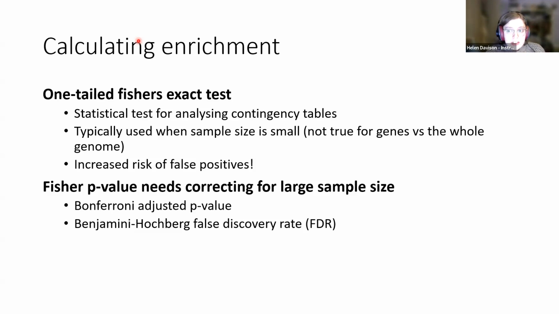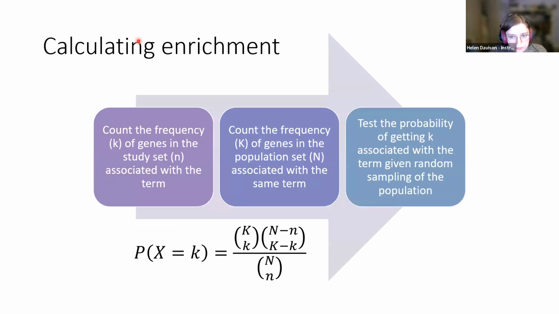In a gene versus a whole genome situation, that is not a small data set. It is quite large, and that increases your risk of false positives. So we correct for that using a couple of different methods, Bonferroni and then the Benjamini test as well. And we do these just to double check and make sure that the p-values that have been calculated are actually reliable in the first place.